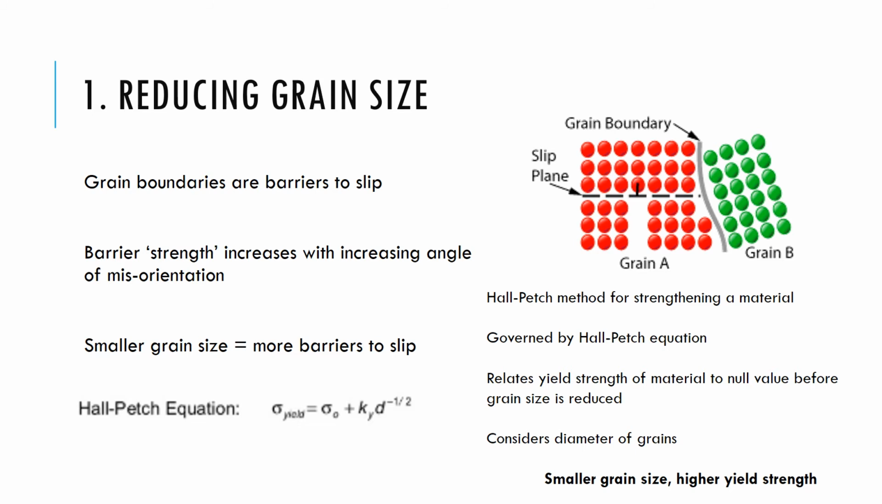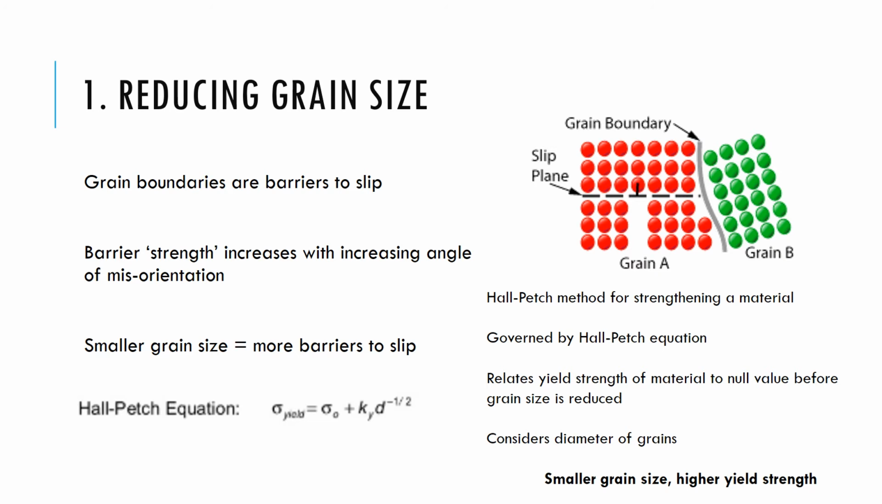That doesn't necessarily mean that's what we want. If strength is what we're after, great. But remember, if we inhibit that movement through slip, then we inhibit the material's ability to undergo plastic deformation and we essentially make it less ductile. So it's a trade-off here between ductility and strength.